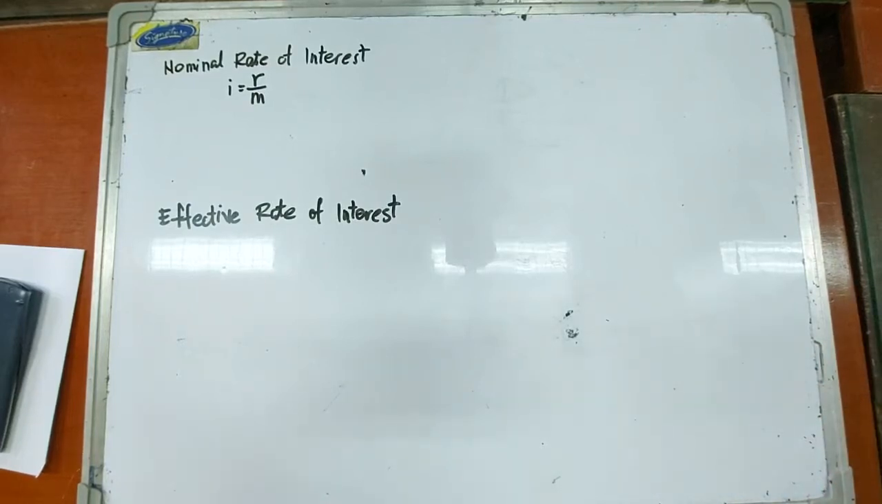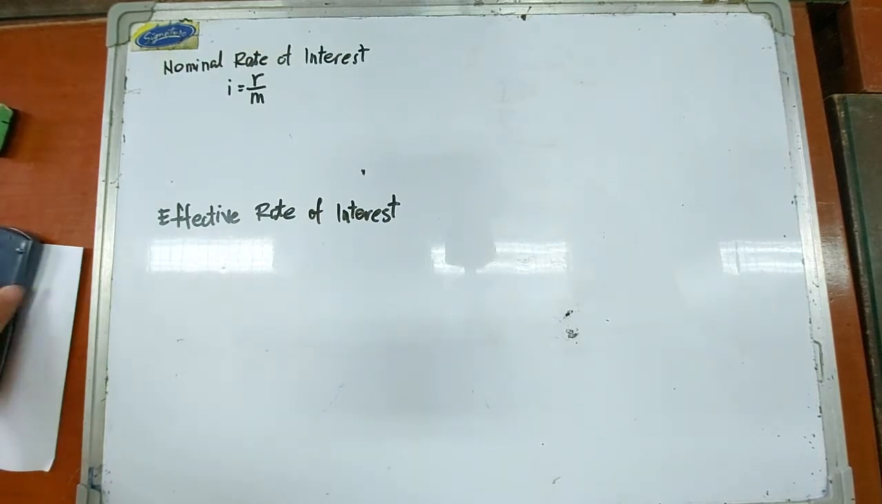Okay, let's continue our discussion on interest. The next concepts that we need to discuss are the nominal rate of interest and the effective rate of interest. So nominal rate of interest specifies the rate of interest and a number of interest periods in 1 year.